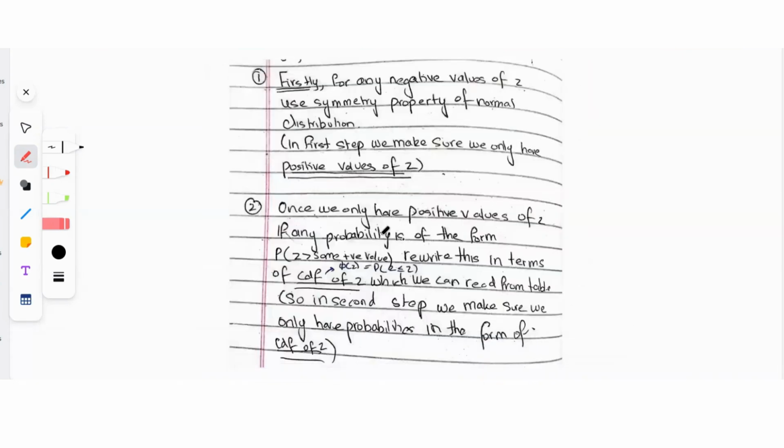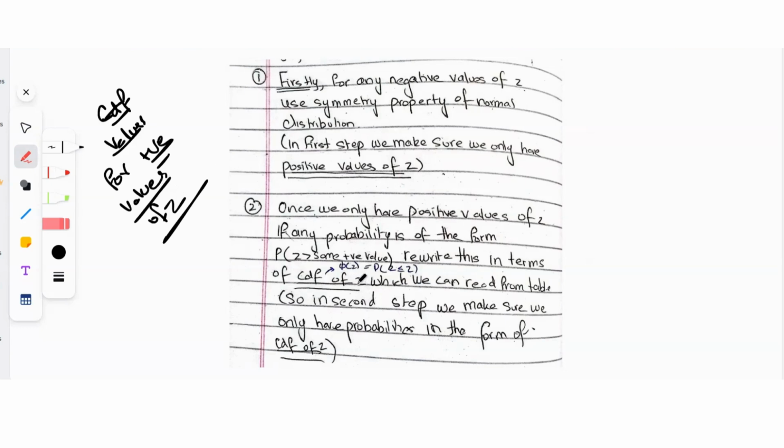Now when you want to find probabilities for a standard normal random variable using the Z table, we'll do it in a two-step process. In the first step, we'll make sure that we only have positive values of z. If there are any negative values of z, we'll use the symmetry property. Remember, the table only gives us CDF values for positive values of z. So in the first step, we'll ensure that we only have positive values of z.